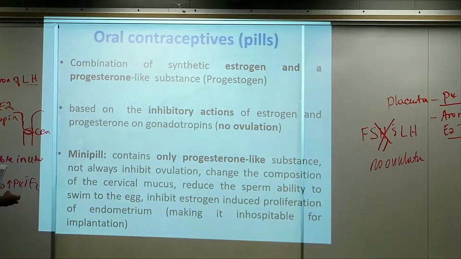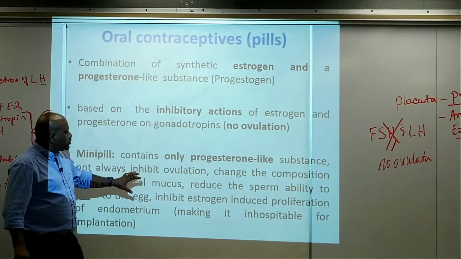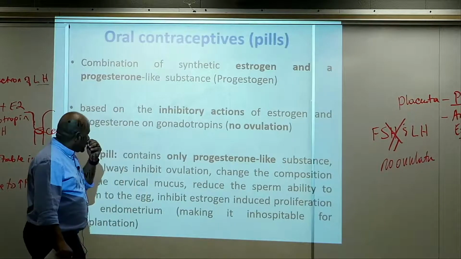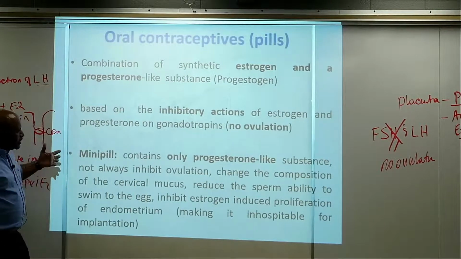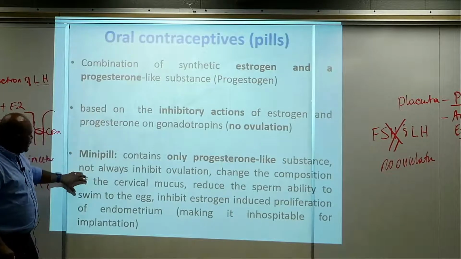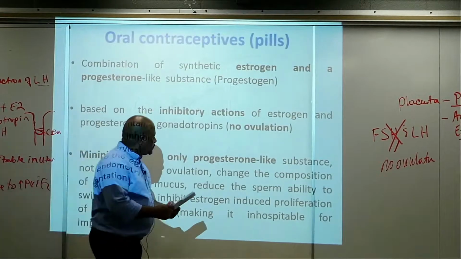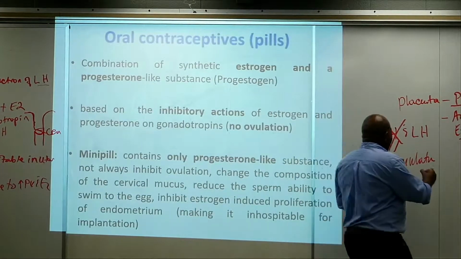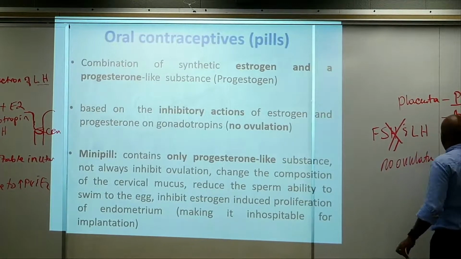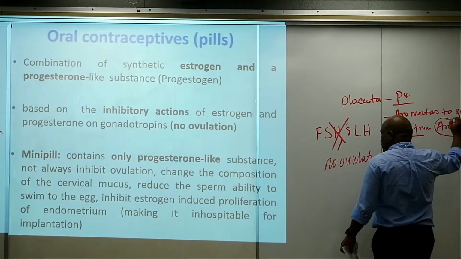So there are also different types of pills. One is the mini pills. They mainly contain a progesterone-like substance, but the way they act is different from the other normal pills. They are not always inhibiting ovulation, but they change the environment in the vagina or in the cervix.